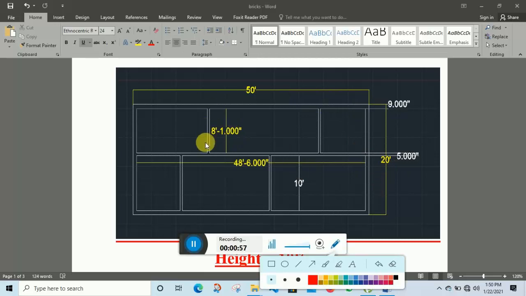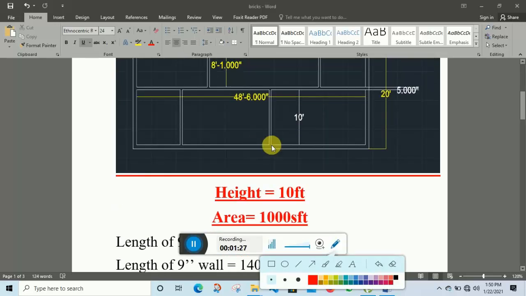The length of this interior wall or partition wall is 8 feet 1 inch, and from here to here, the length of this overall internal wall or partition wall is 48 feet 6 inches, and this other partition wall is 10 feet. So I have to find the number of bricks by thumb rule for this plan. The height of this plan is 10 feet and the cover area is 1000 square feet.